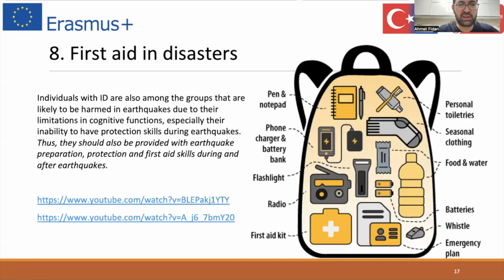Individuals with intellectual disabilities are also among the groups that are likely to be harmed in earthquakes due to their limitations in cognitive functions, especially their inability to have protection skills during earthquakes. Thus, they should also be provided with earthquake preparation, protection, and first aid skills during and after earthquakes. These videos are on the earthquake during and after earthquake skills.